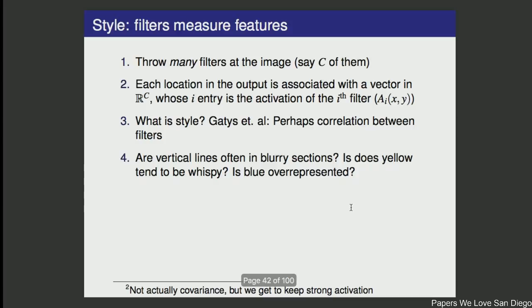It's a useful lie, though. So you could ask, is it true that when I see vertical lines, they tend to happen in blurry sections of the image? Is it the case that yellow tends to co-occur with regions that aren't quite straight lines frequently? Is blue just generally really present in the image? Like the Van Gogh, blue is very present in that image, and so that's somehow a piece of its style.